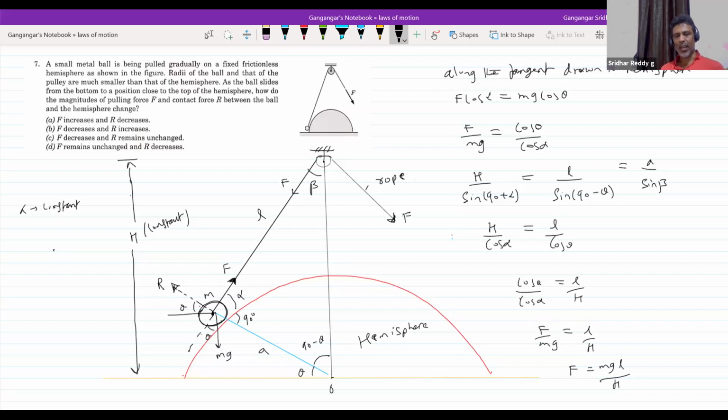So as the metal ball slides up, what will happen to L? L decreases, no? So as L decreases, F will decrease. F decreases. Are you getting the idea? It's not like something you get by just seeing. Most of you are giving the answer immediately by seeing. So come out of that method.